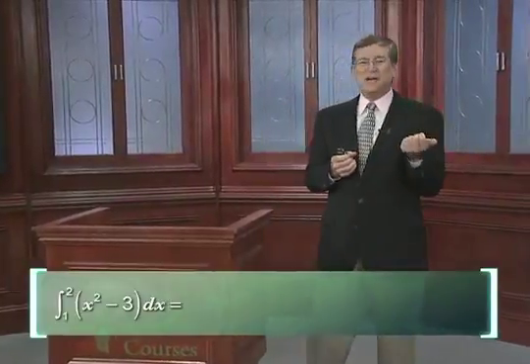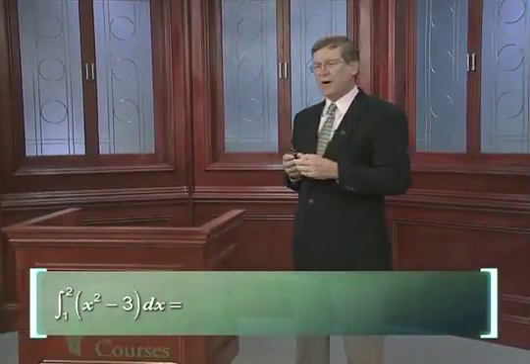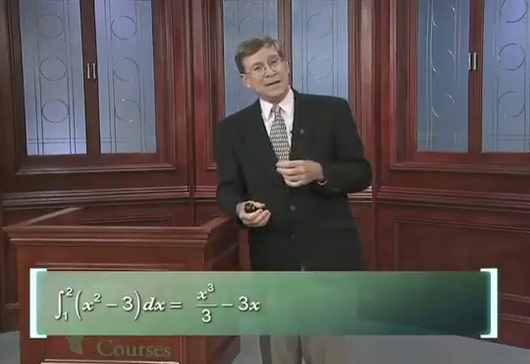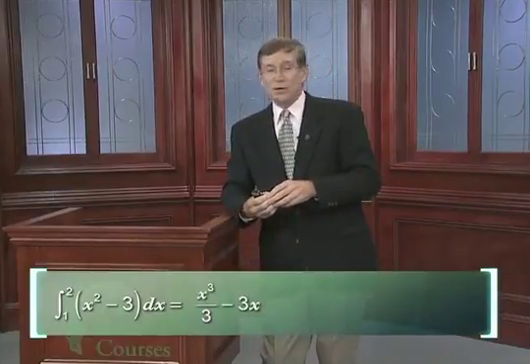And in a moment, I'm going to introduce some notation that makes it even easier. So let's find the definite integral of x squared minus 3 between x equals 1 and x equals 2. Okay, what's the first thing you have to do? You've got to find an antiderivative of the function x squared minus 3. Well, how about x cubed over 3 minus 3x?